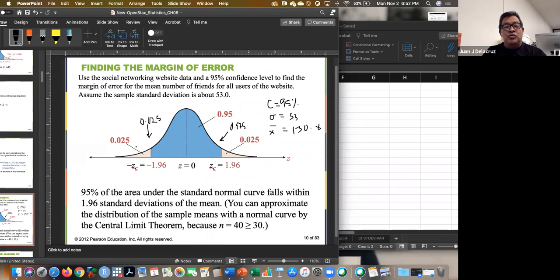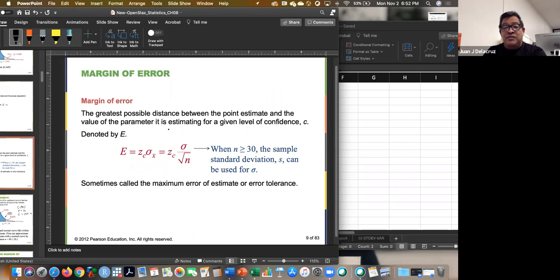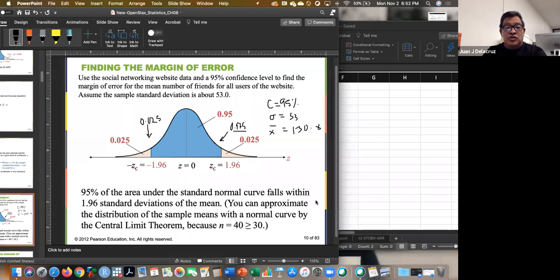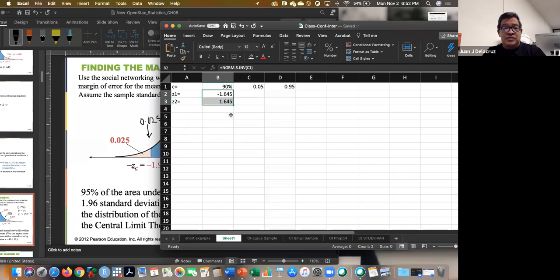Why? This is 0.25, this is 2.5%, this is 95%, so the total value here is 0.975, the area under the curve. So I can use these values. I can find it in my computer. I can find the C-score. So remember, in order to find the margin of error, I need the C-score and I need the standard error. So in this case, I think I'm gonna use it again.